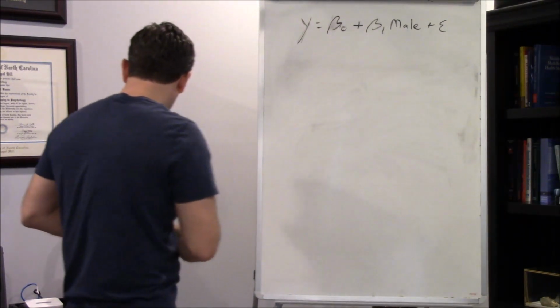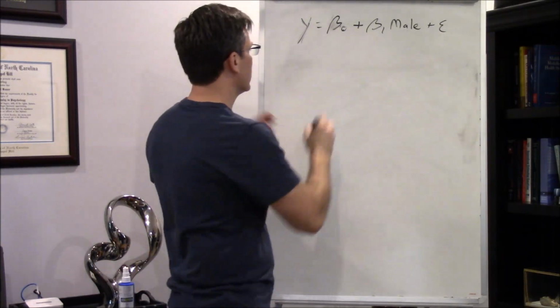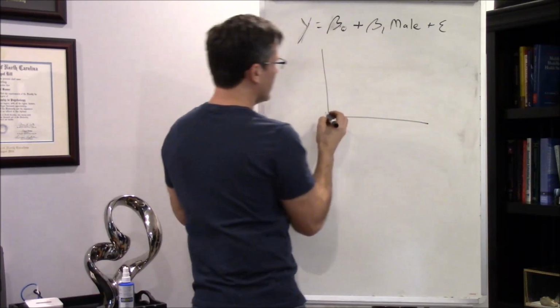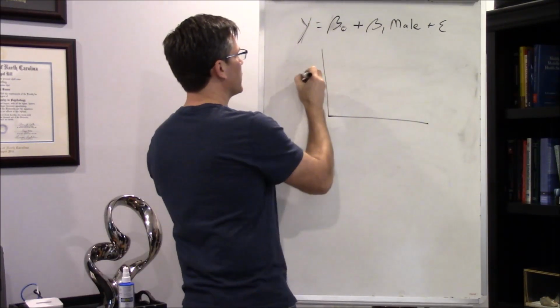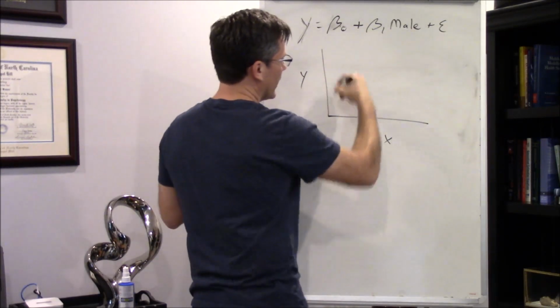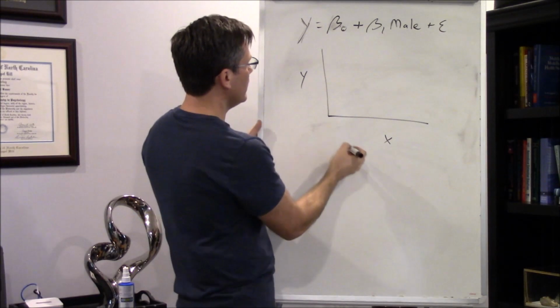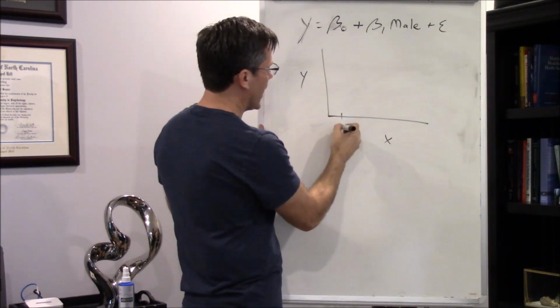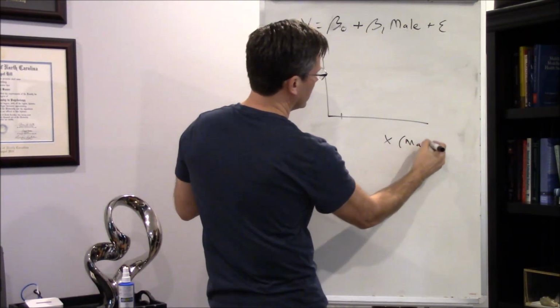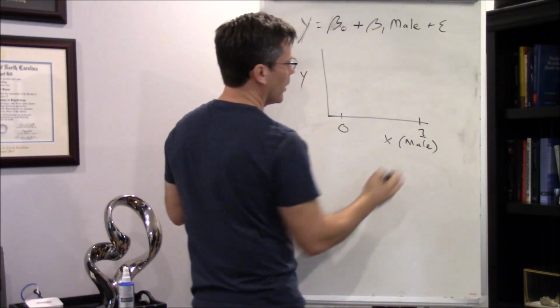All right, so now let's think about what this is doing graphically. In all of our prior models, we've had continuous predictors. Right? And so when we plot y against x, I'm not going to draw it out, but we would get a scatter plot with a cloud of points. Well, what we're going to get here is our x variable is male, right? So we're going to have two possible values, a 0 and a 1, right?